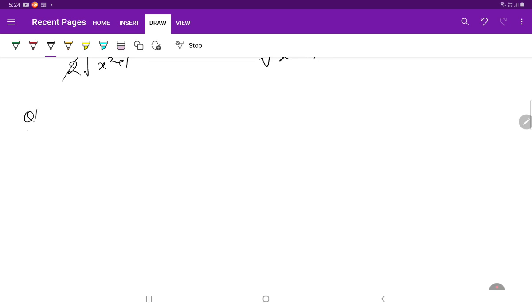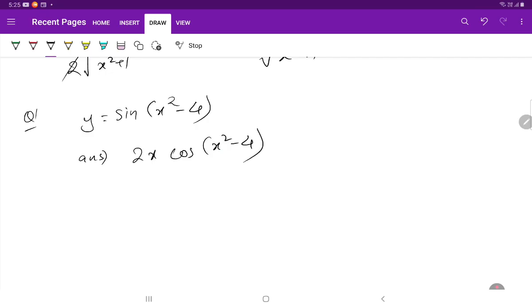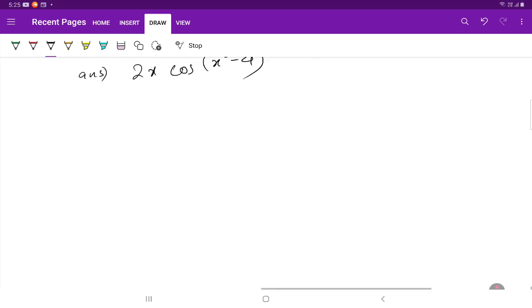For your homework, you may try another problem: the derivative of y is equal to sine of x square minus 4. While doing this, you will get the answer to be 2x into cos of x square minus 4. Just the same thing: d of y by d of x square minus 4, into d of x square minus 4 by dx. So this is the core concept about the differentiation of chain rule. Now another thing you'll be learning about differentiation is parametric differentiation.